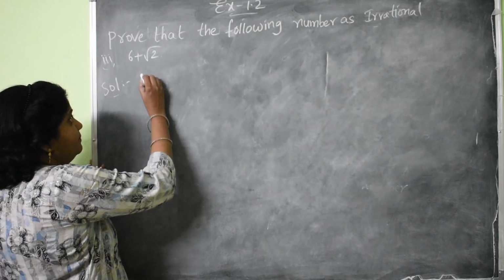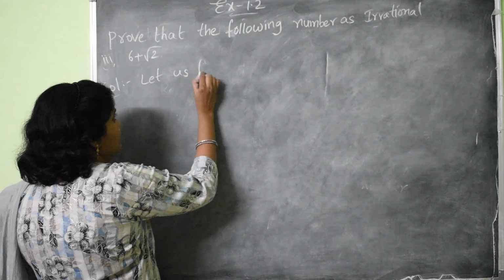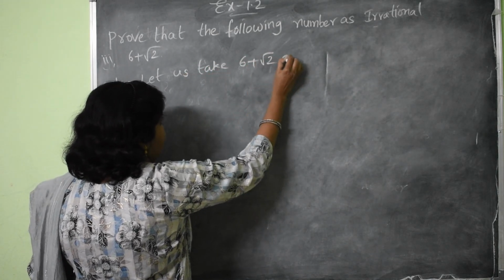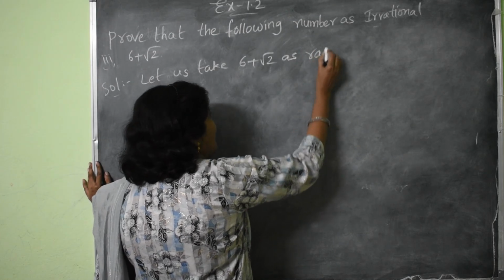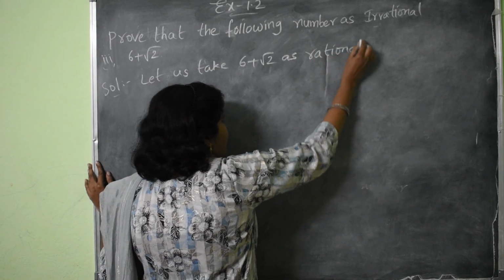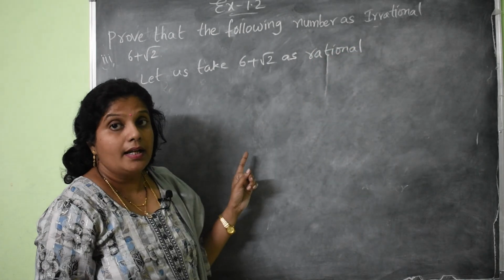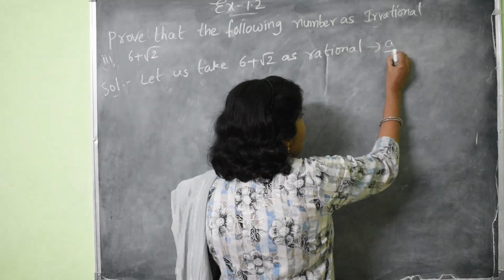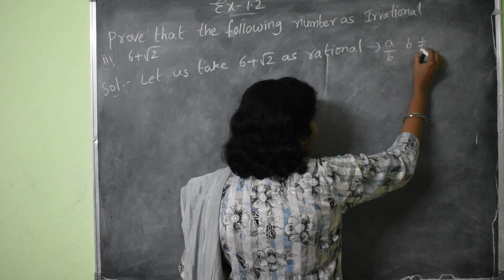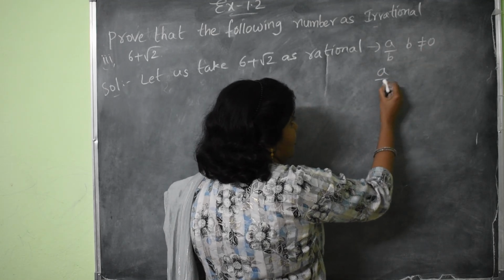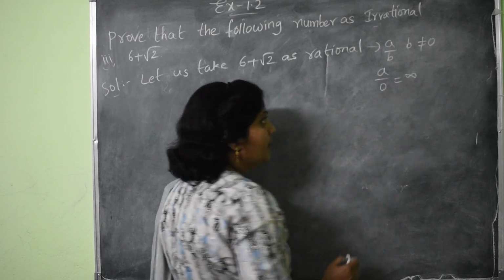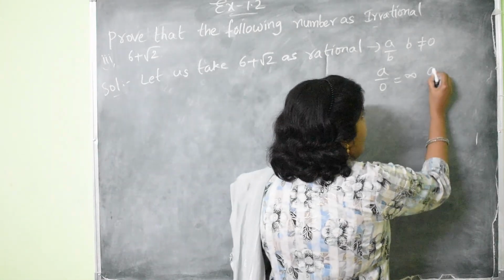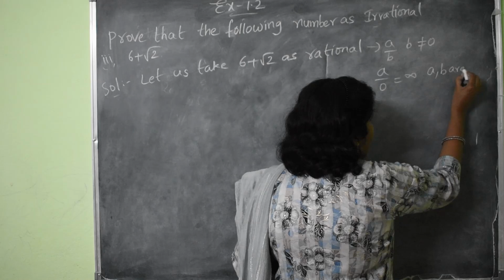So let us take 6 plus root 2 as a rational number. What is a rational number? Every rational number should be in the form of a by b, where b should not be equal to 0. If b becomes 0, it will become infinity, and an infinity value is not a rational number. And a, b should be co-primes.